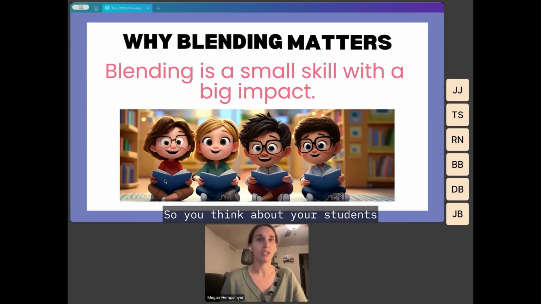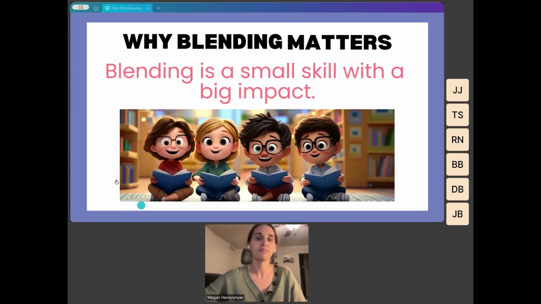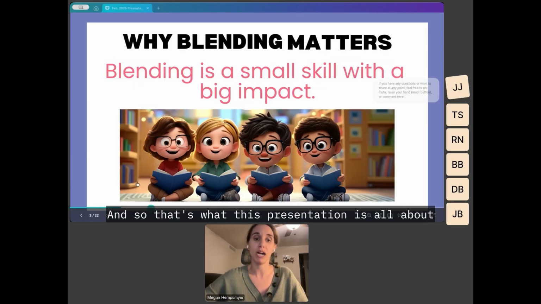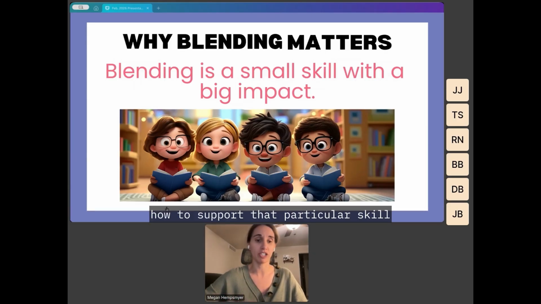One of the things that I like to say is that it's a small skill with a big impact. You think about your students, maybe you have one in mind already, that can say the sounds in a word. They look at the word, dog, and they can say those three sounds. But sometimes trying to put them back together can be really challenging. And so that's what this presentation is all about, how to support that particular skill.